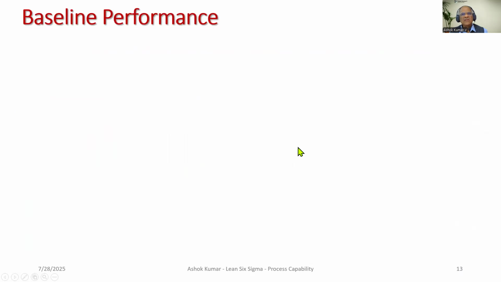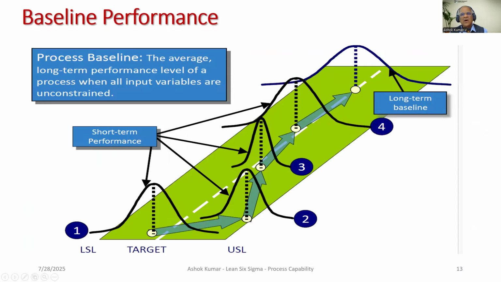Now, with all this understanding so far, how do you measure the baseline? The baseline is, it is preferable to take a long-term baseline. So what is the definition of a baseline? The average long-term performance level of a process when all input variables are unconstrained. That is, they should not be constrained in terms of certain input parameters. And that is how you can see that the process is centered around the mean and also not off the target. And this calculation, you can take as a baseline performance.